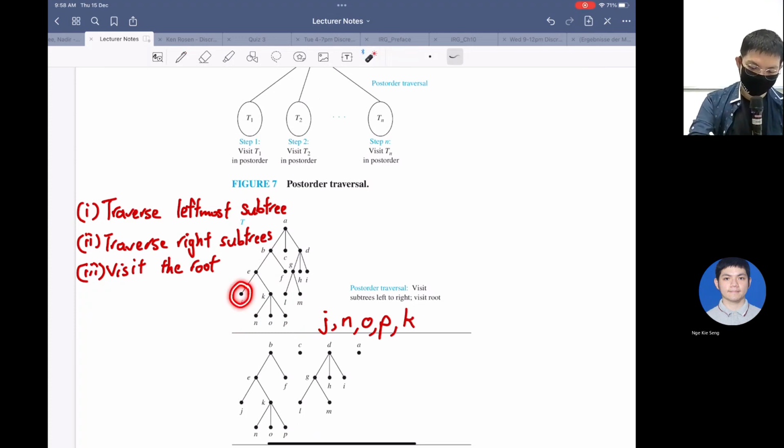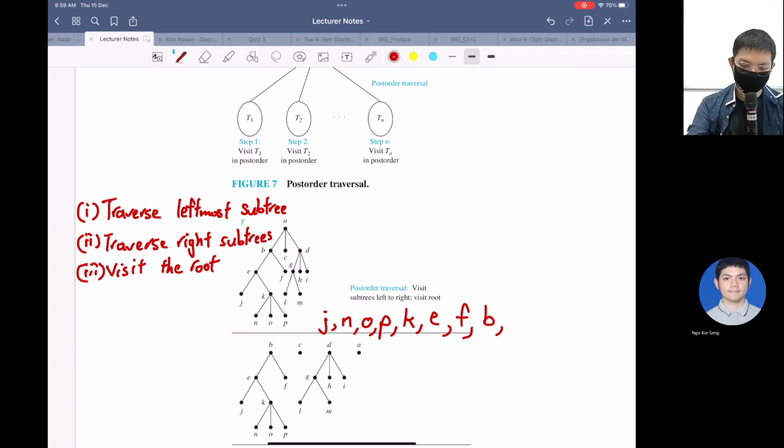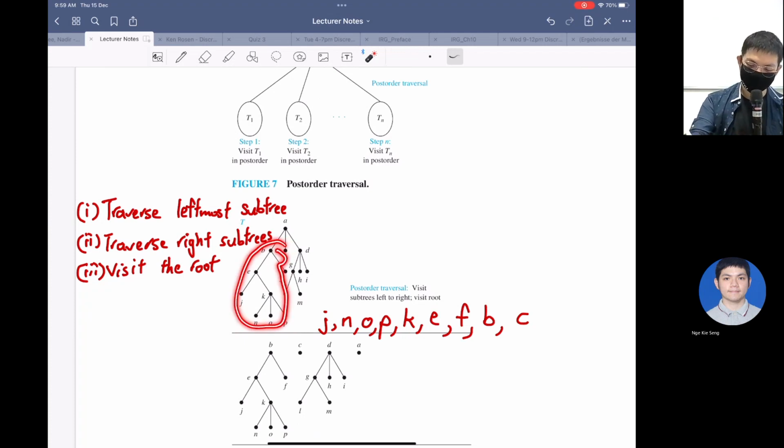After you traverse the leftmost subtree and the right subtree, you need to go back to your root. And then after you traverse the leftmost subtree, you traverse the right subtree. And then you visit the root. And then you traverse the leftmost subtree. Can you still follow? I didn't draw, see if you can follow or not.